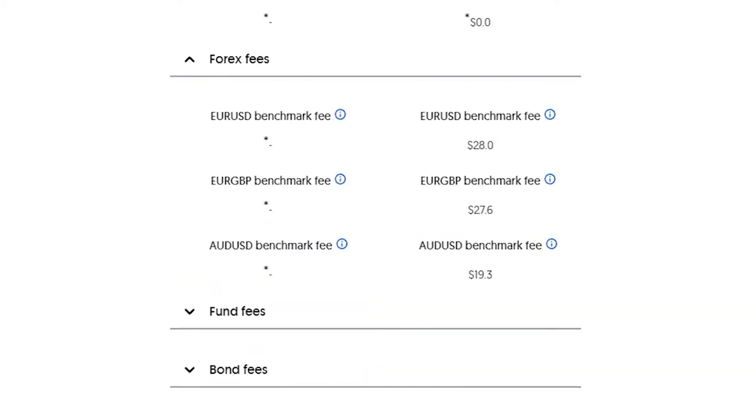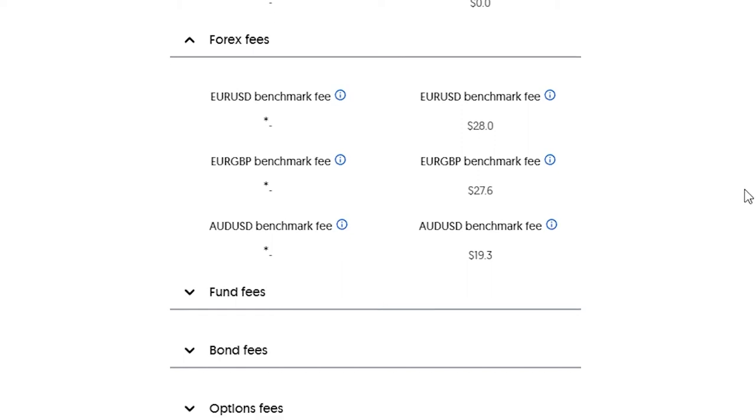Next, we have Forex fees. Now, Trading 212 do offer Forex. However, these fees are pretty expensive. They are actually very high. So, once again, probably wouldn't recommend trading Forex on either of these platforms.